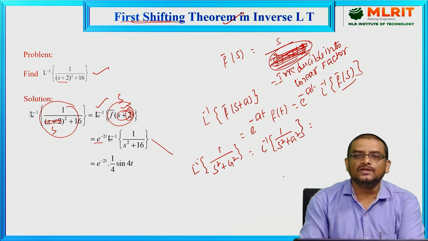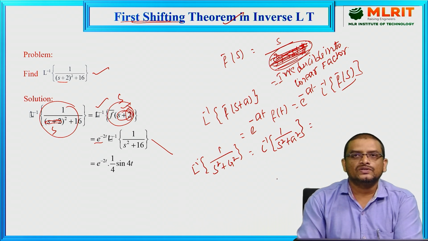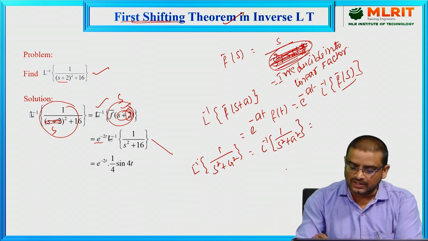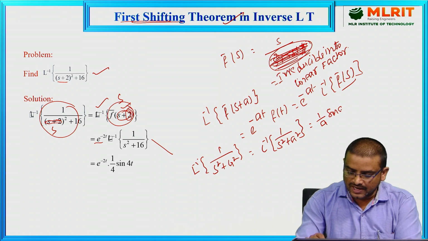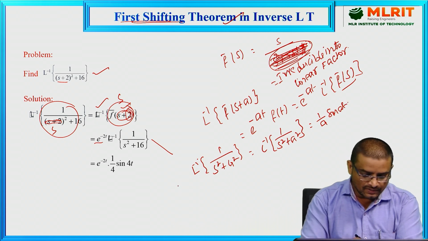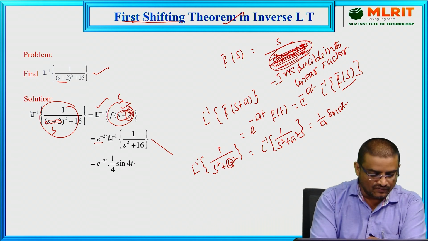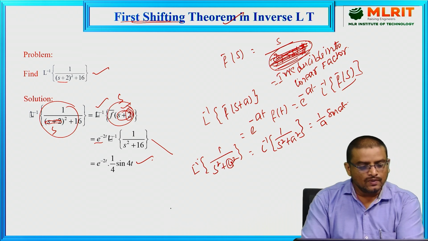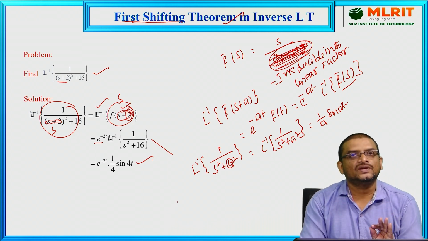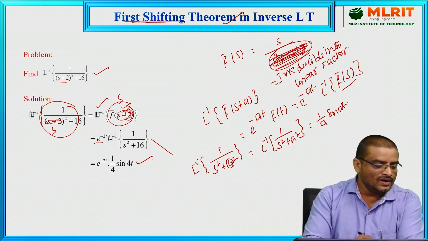In the previous videos, we have seen the formula for L inverse of 1 by s square plus a square, that can be written as 1 by a into sin at. Now here in place of a, we are having 4, so this can be written as 1 by 4 into sin 4t.